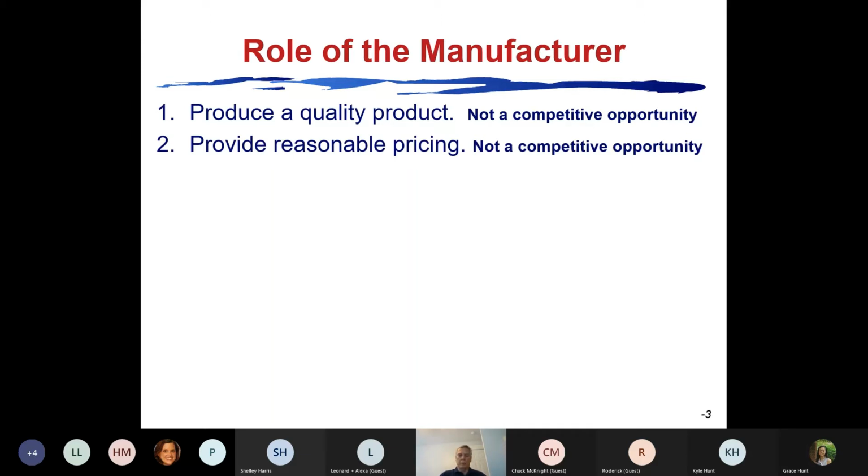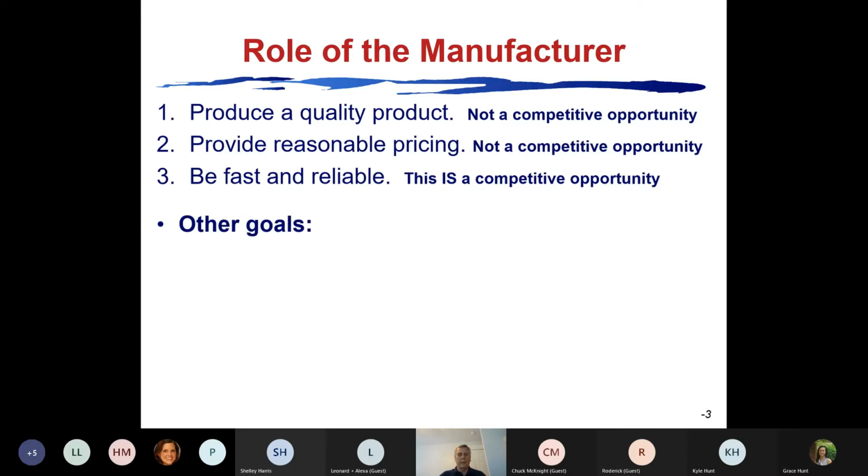Now, you still need to be competitive. You need to be in the ballpark, but there's not much of a competitive opportunity regarding pricing. Some, but not much. Where there is a competitive opportunity is in speed and reliability. When you are faster and more reliable than your competition, when you also produce a quality product and you have reasonable pricing, you're going to get the business. You're going to be first in line. And in order to do all those things, again, you must have a system in place that allows you to be consistent in that.